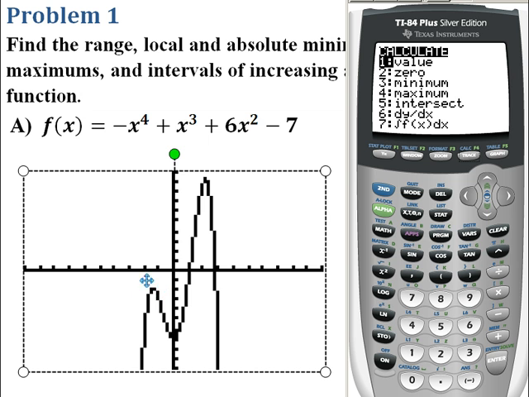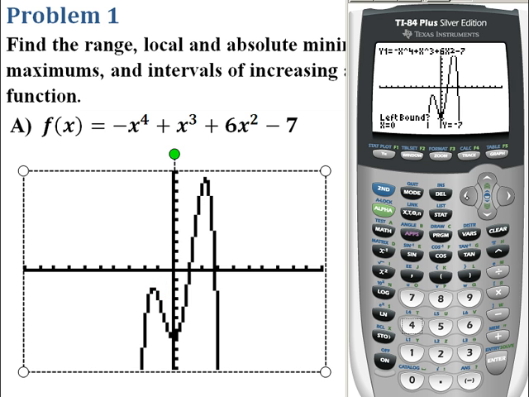We'll start off with a max over on the left side here. So we'll go option 4. And then to find that, it's a lot like finding zeros where I need a left bound, right bound, and a guess. We'll go to the left of that maximum, hit enter. We'll pass it on the right for right bound, hit enter, and then go guess. Okay, it looks like I have a maximum at negative 1.4 and negative 1.8.